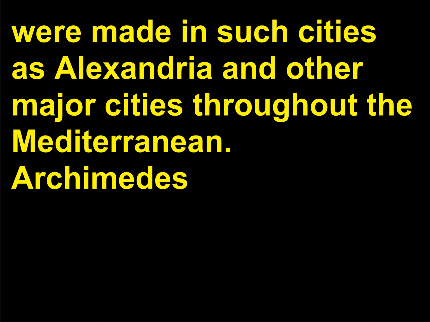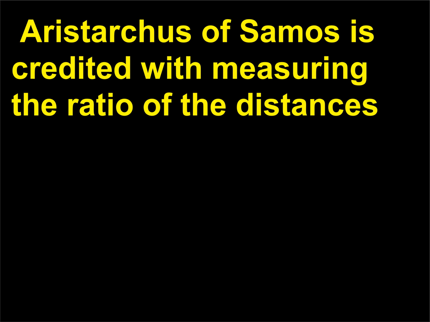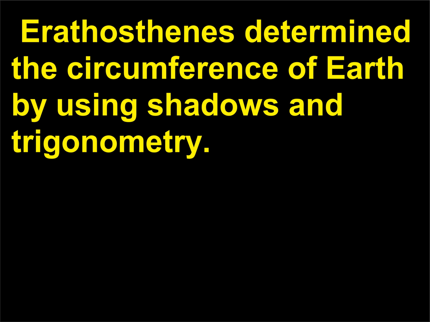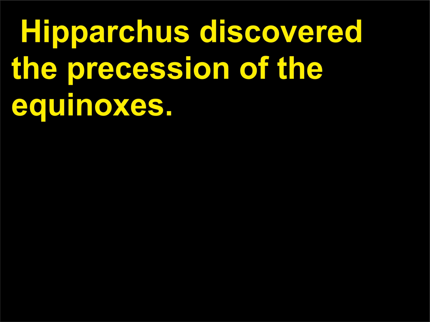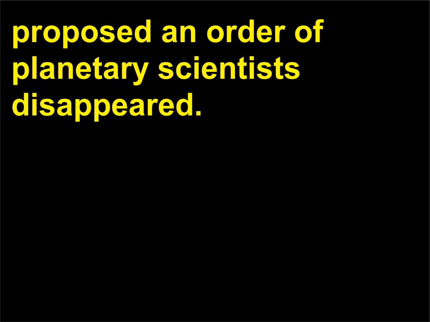Archimedes, c. 287-c. 212 BCE, measured the density of objects by measuring their displacement of water. Aristarchus of Samos is credited with measuring the ratio of the distances from Earth to the Sun and to the Moon, and espoused a sun-centered system. Eratosthenes determined the circumference of Earth by using shadows and trigonometry. Hipparchus discovered the precession of the equinoxes. And finally, in the 1st century CE, Claudius Ptolemy proposed an order of planetary motion.